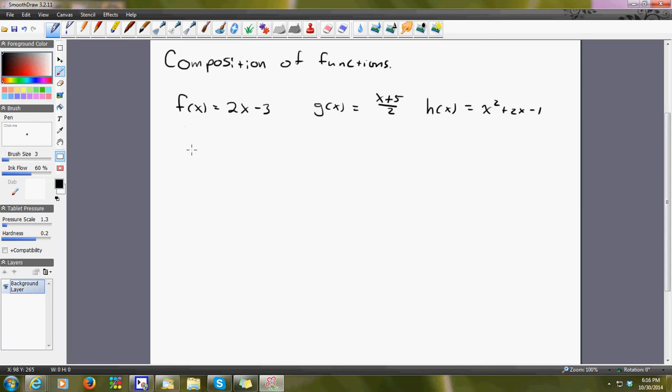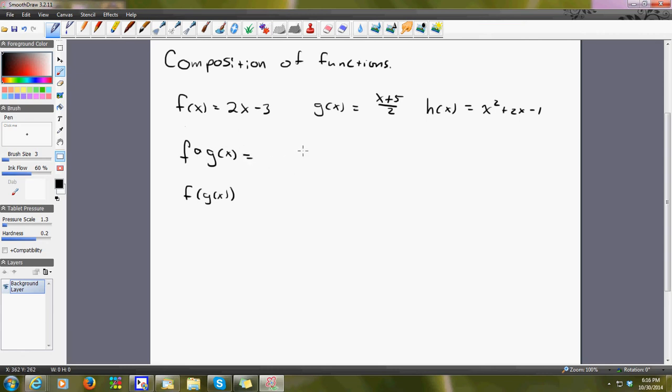So if I had something like f of g of x, that can also be written as f composed with g of x, and they basically mean the same thing. That's supposed to be a little circle. A little messy, but that's okay.